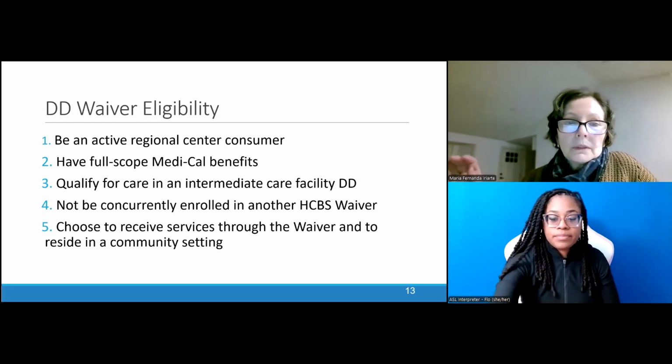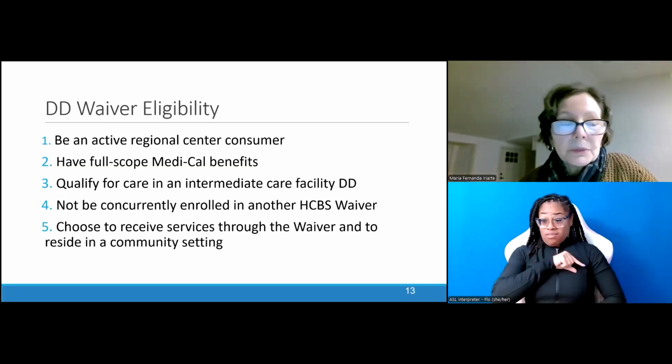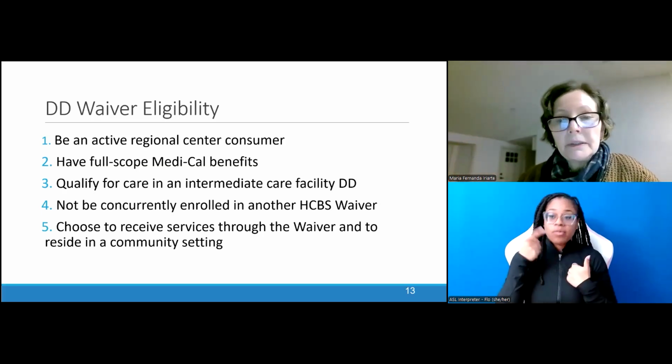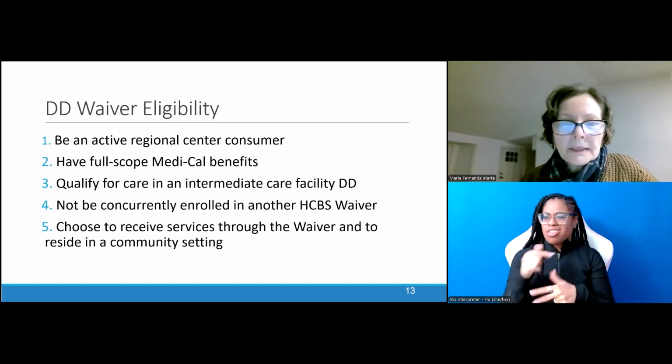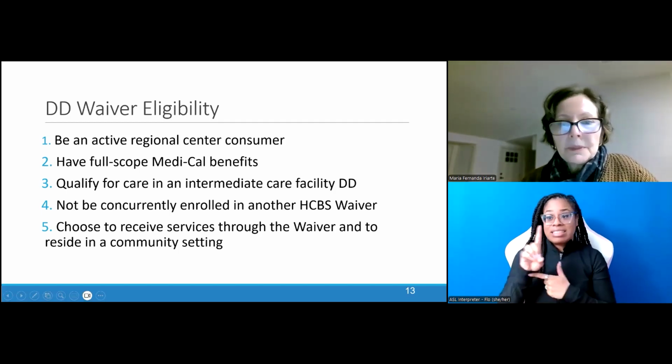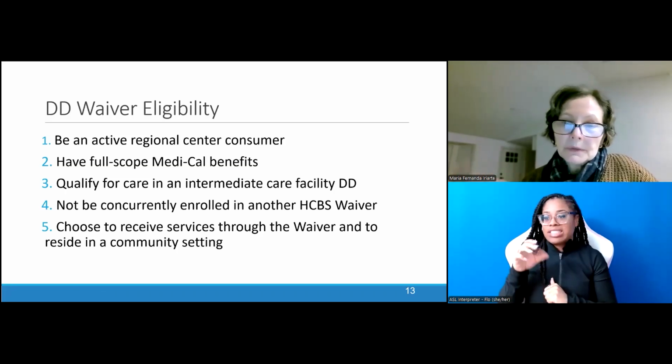And you've got to qualify. If you were not living at home, you've got to qualify for care in an intermediate care facility. There are 3 levels in the DD waiver. Of course, you can't be enrolled in another HCBS waiver. If you are, you've got to disenroll.